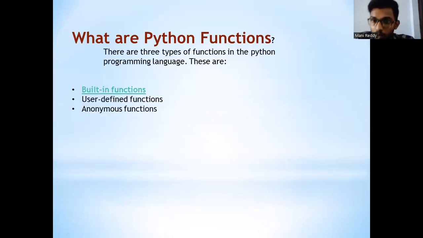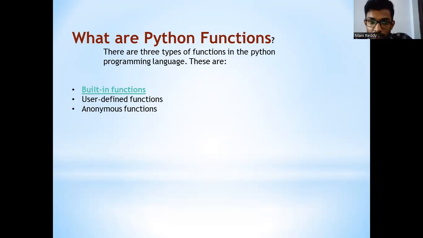Okay, what are Python functions actually? You all know functions in mathematics, right? In mathematics so many functions are there, but in Python there are only three types of functions. How many functions in Python? Three. What are they? First, built-in functions, then user-defined functions, and anonymous functions. These three functions are there.